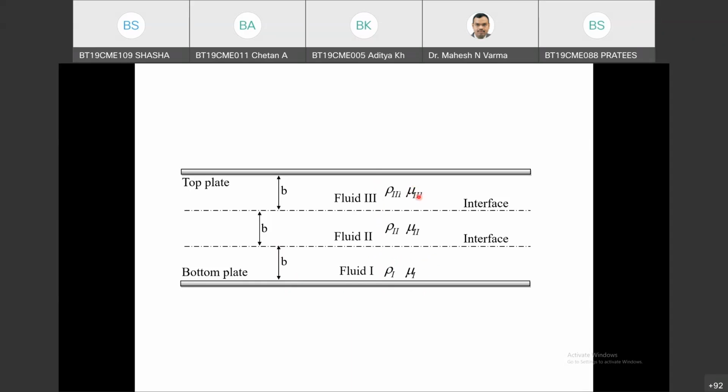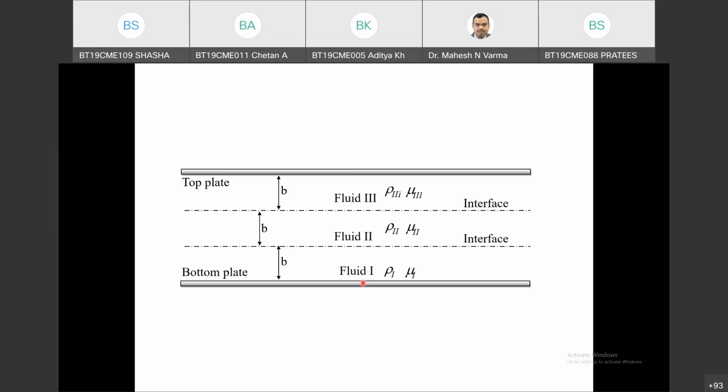So what are these 6 boundary conditions, Chetan? One would be fluid 3 and the top plate, and second would be fluid 1 and the bottom plate. What is that boundary condition? The no-slip boundary condition. Velocity of fluid 3 will be 0 here, and velocity of fluid 1 will be 0 here. These are two boundary conditions. Then the third one.